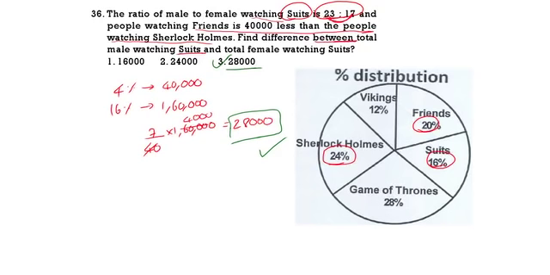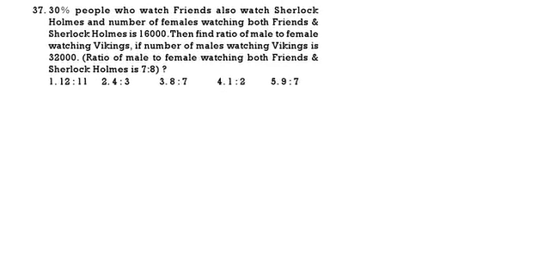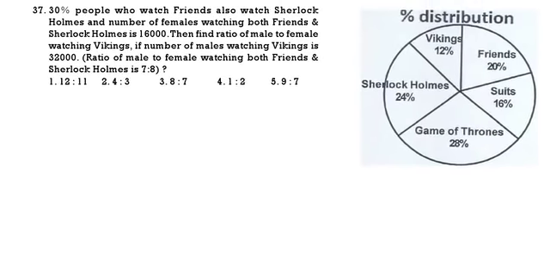See the next question. 30% of the people who watch Friends also watch Sherlock Holmes, and the number of females watching both Friends and Sherlock Holmes is 16,000. Find males and females who watch Vikings if the number of males watching Vikings is 32,000. The ratio of the males and females watching Friends and Sherlock Holmes is 7:8. Now see here carefully.